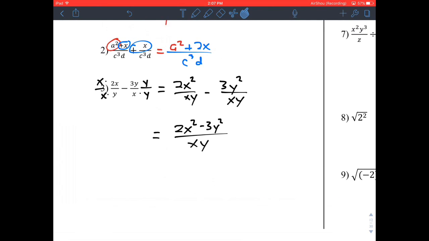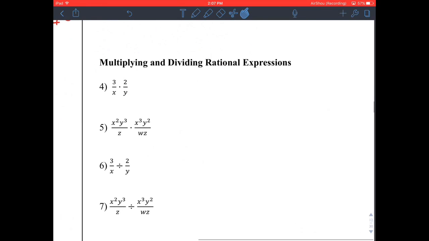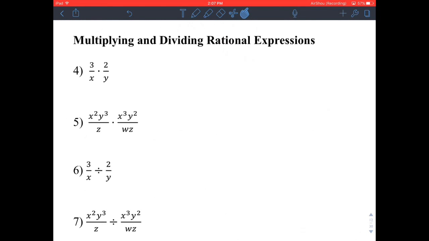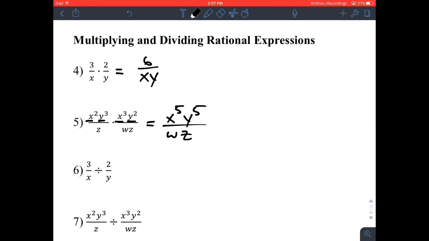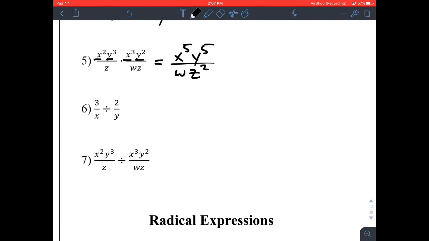Okay, moving on to number 4. Multiplying and dividing rational expressions. When you multiply two fractions, you multiply the top together and the bottom. So number 4 is just 6 over xy. Number 5, multiply the top together. We have an x squared and an x to the third. You add the exponents. We have a y cubed and a y squared. You add the exponents. Our denominator, we have a y and we have a z times z, which is z squared. That could simplify. You would do so, but we cannot divide top and bottom by the same thing other than 1.